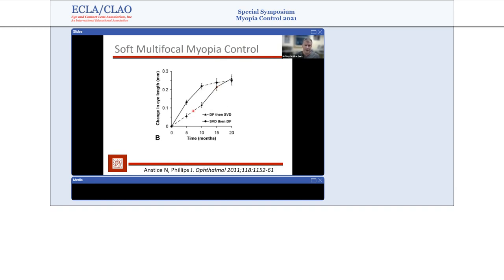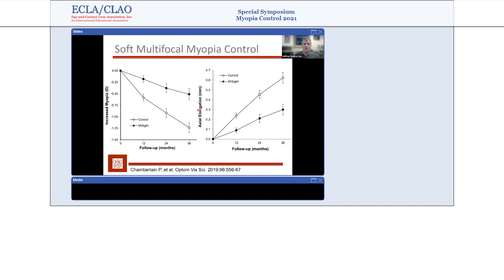We know that accommodation is yoked between the two eyes. You can't relax accommodation in one eye and not in the other. So if these contact lenses worked by reducing accommodative effort or error, then it would slow the progression of myopia in both eyes. But the fact that it only slowed the progression of myopia in the eye with a multifocal contact lens says it's something about the optical design of the contact lens that's probably slowing myopia progression. And we think it's that myopic defocus that the lens creates that actually slows myopia progression.